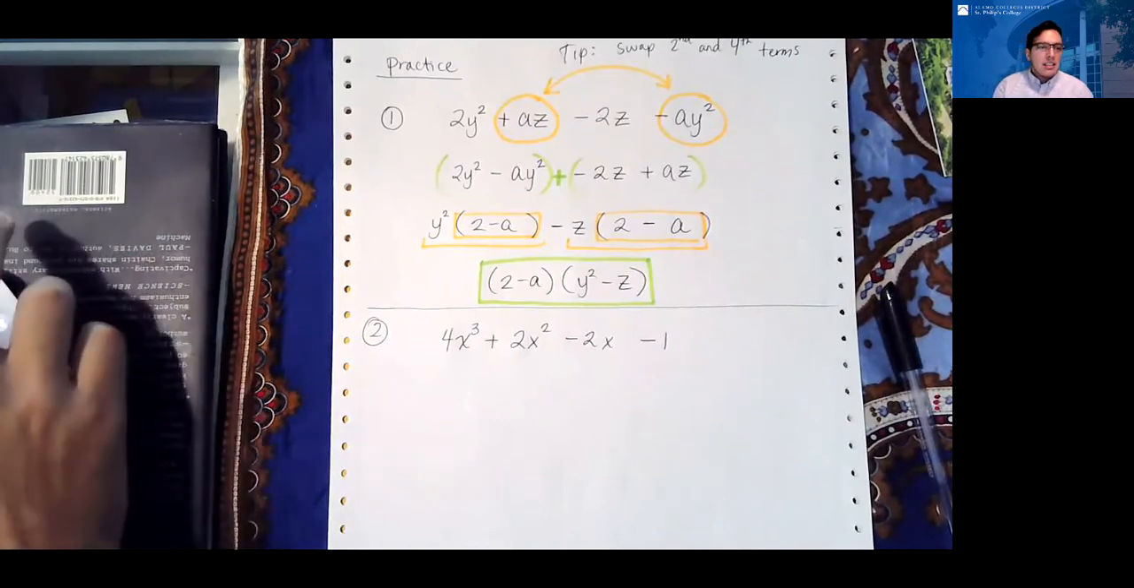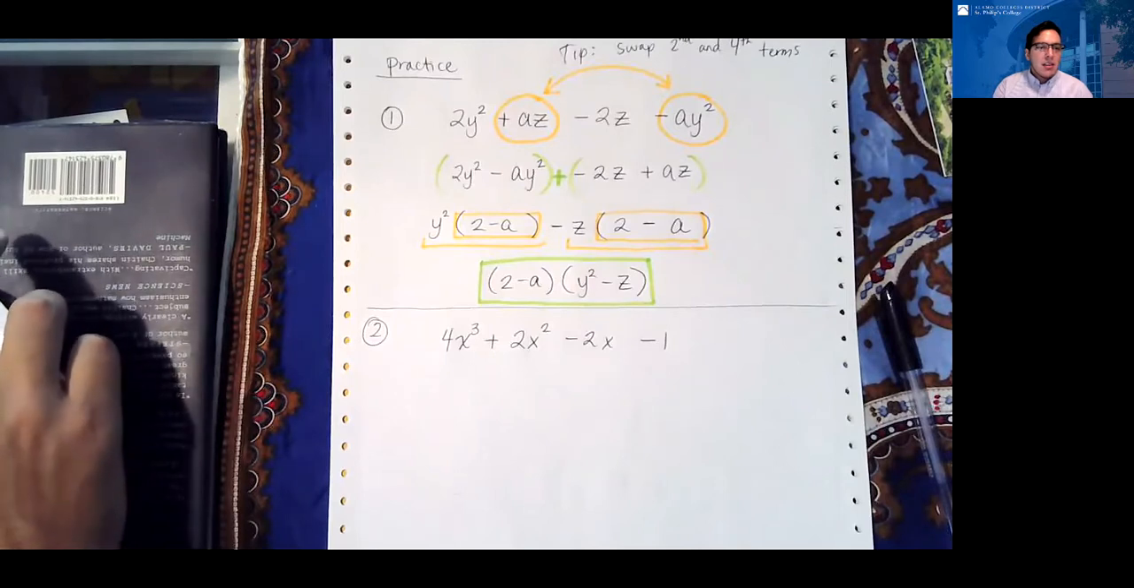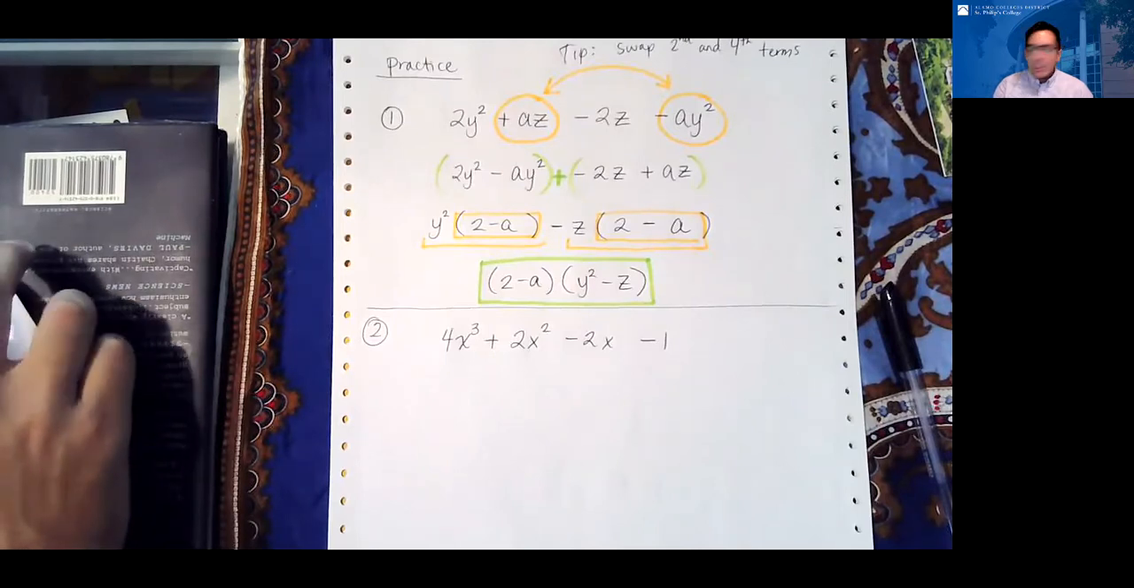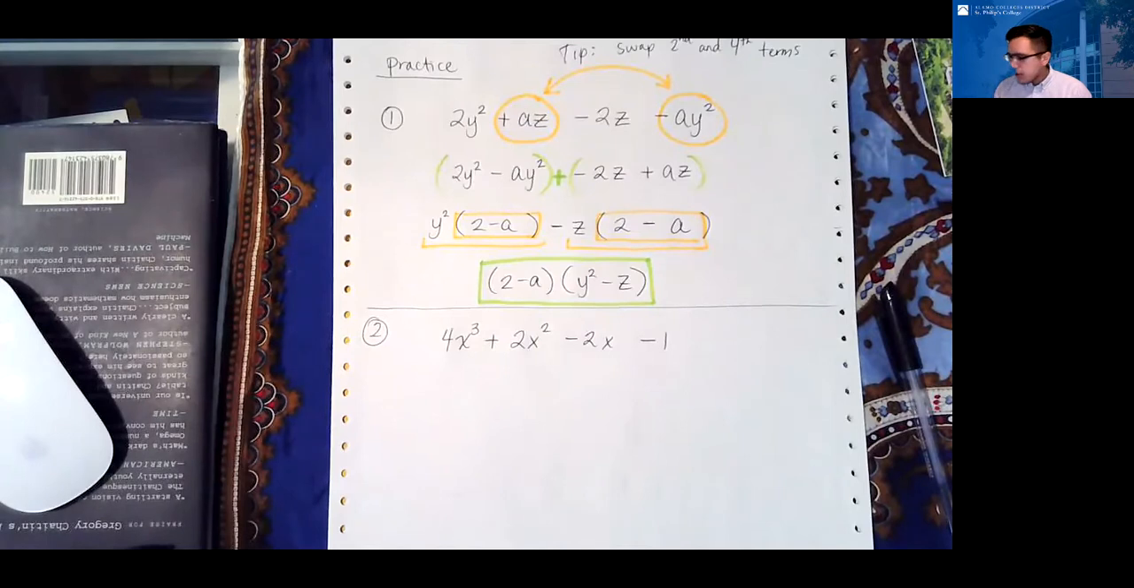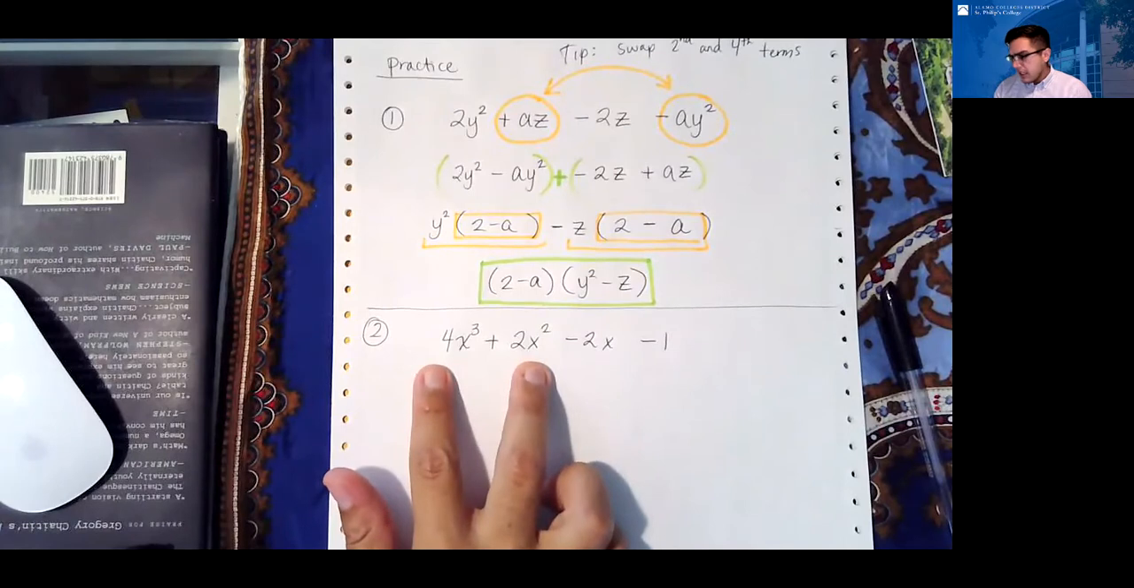It looks like some people have finished the second one as well. So we can jump right into that. This is really nice, actually, I think, because I think it's already ordered in a way that will work for us.